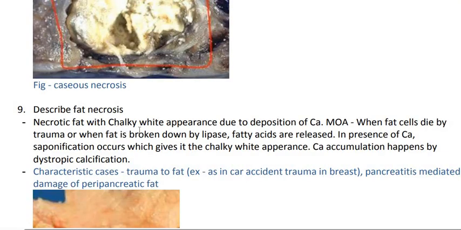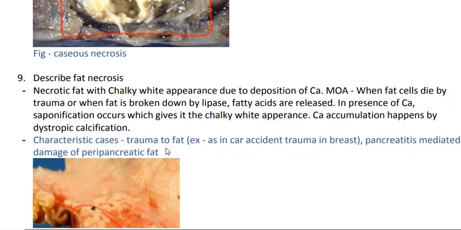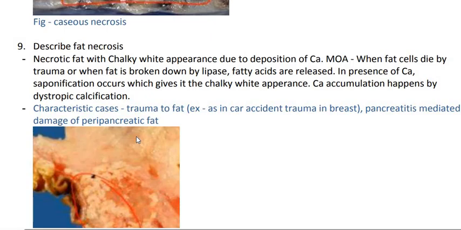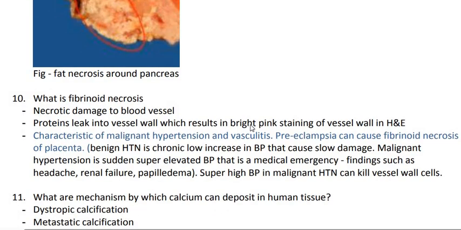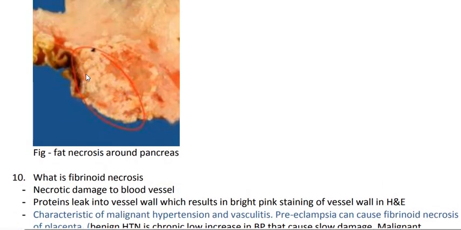Then fat necrosis: necrotic fat with a chalky white appearance due to deposition of calcium. When fat cells die due to trauma, or when fat is broken down by lipase, fatty acids are released and, in the presence of calcium, saponification occurs, giving a chalky white appearance. Calcium accumulation happens by dystrophic calcification, characterized by trauma to fat, such as accidental trauma in the breast, or pancreatic enzyme-mediated damage to the fat around the pancreas. This is the white-like appearance in the fat.